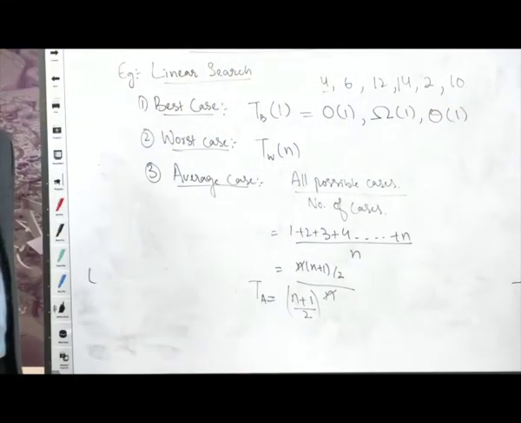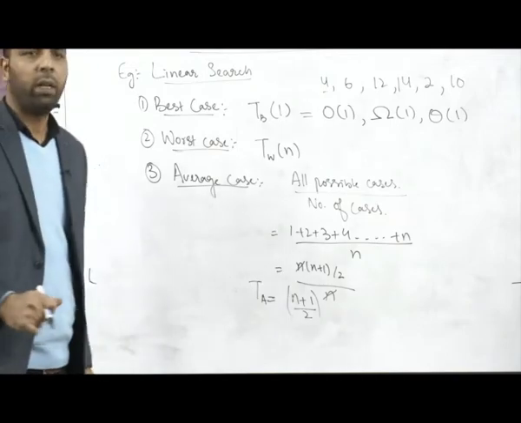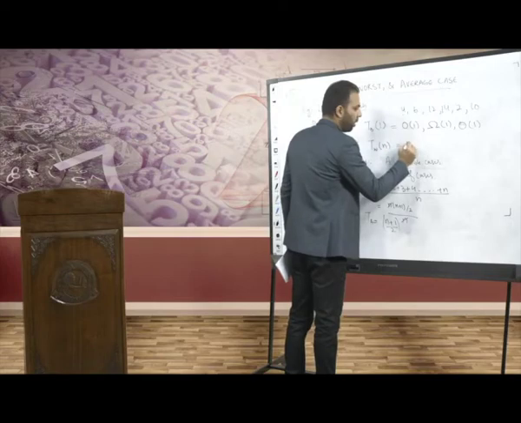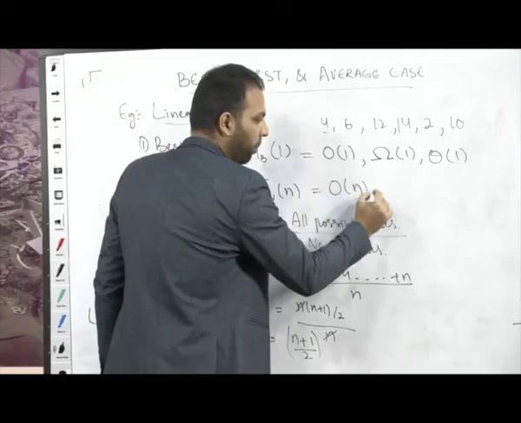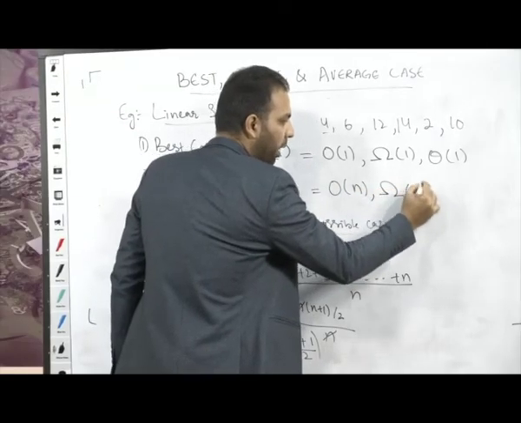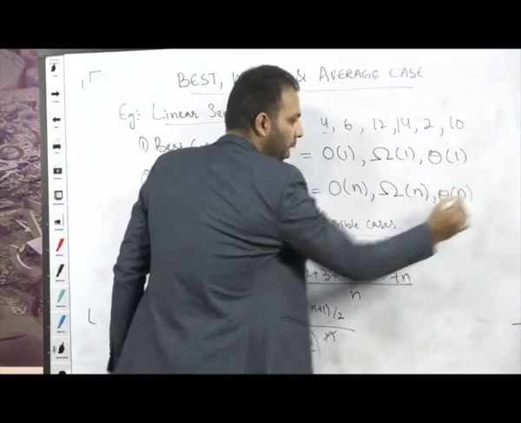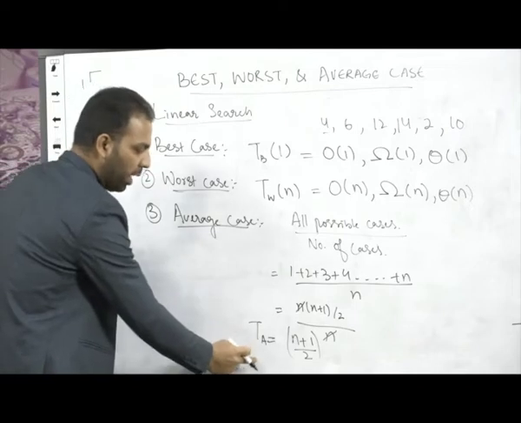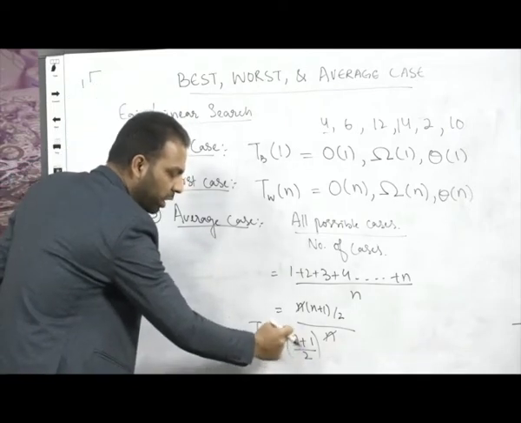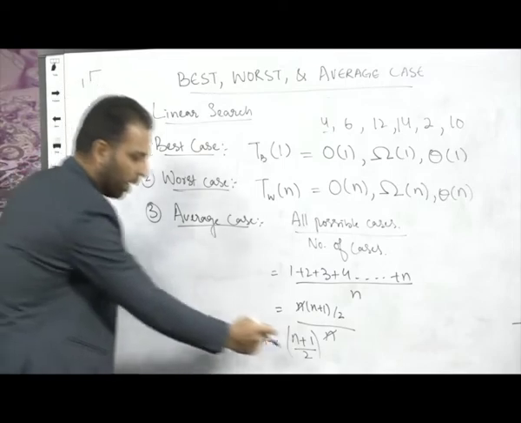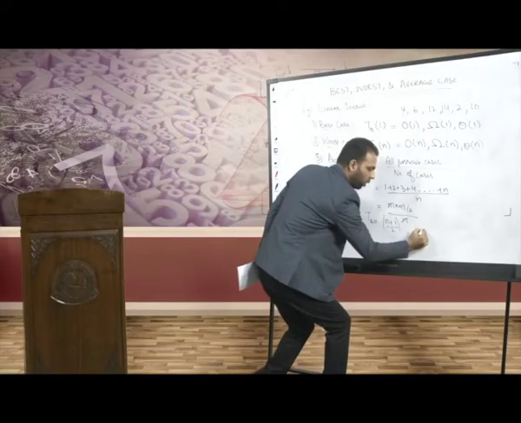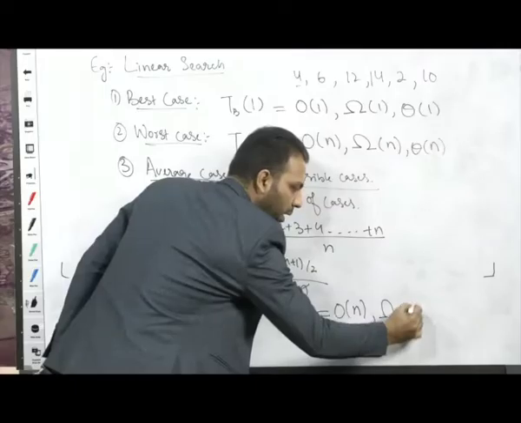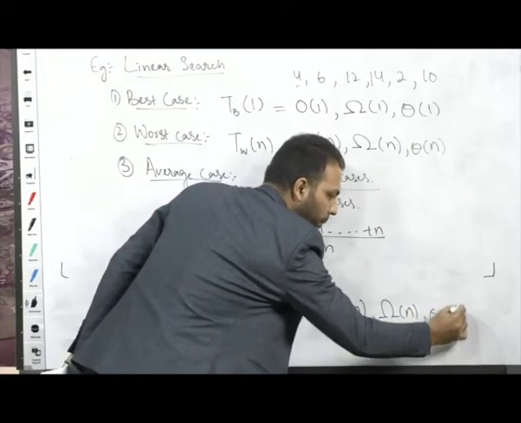Fine. Same way we can write for your worst case. So your worst case is of the order n, omega n and theta n. Fine. Now if we take average case, here the highest power is 1, that is n. So it is of the order n, or it is of omega n, lower bound, or tight bound n.